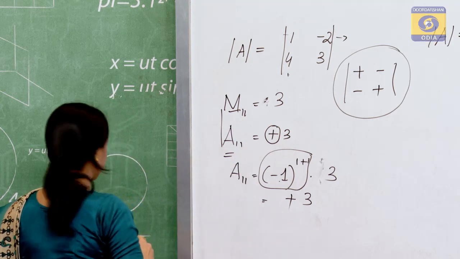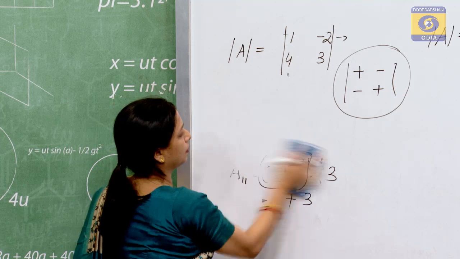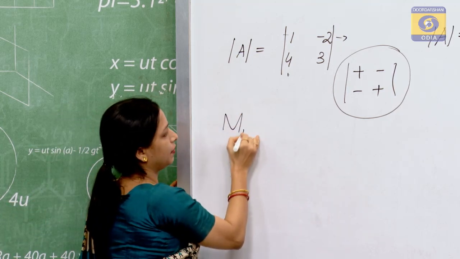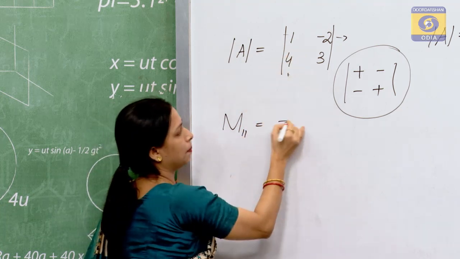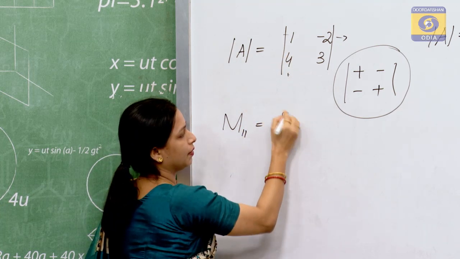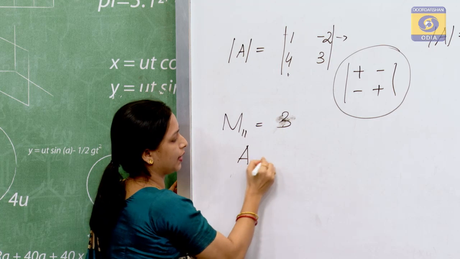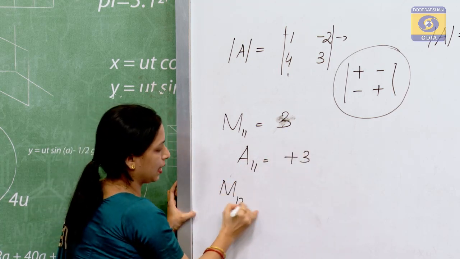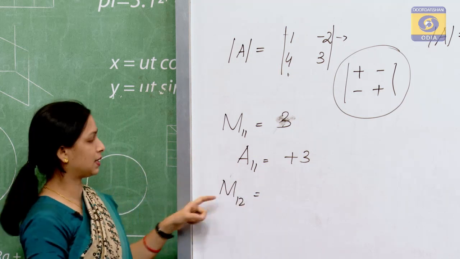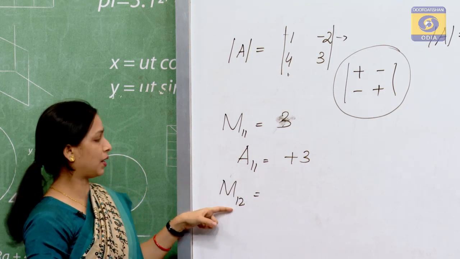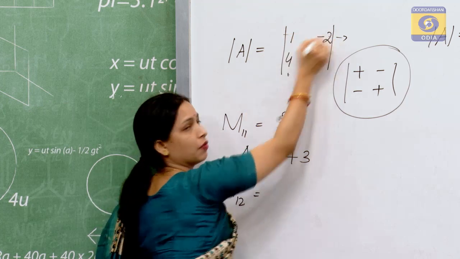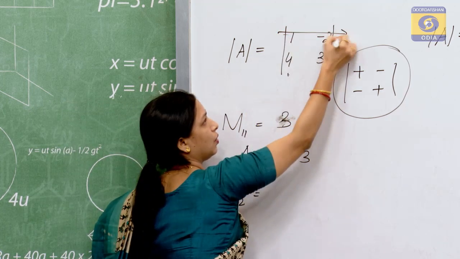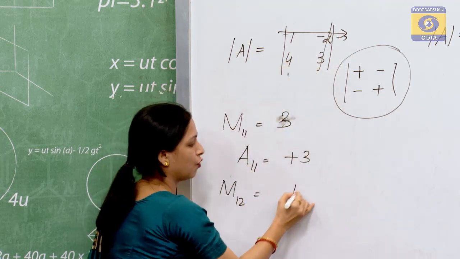Now, let us say, the minor of A11 is plus 3 and the cofactor is plus 3, same. Similarly, let us say M12, that means the minor of A12, the element A12. So, we delete the row and the column in which it exists, the resultant is 4, right.